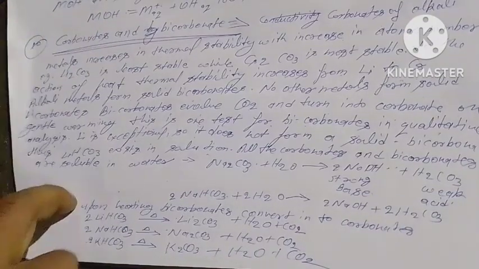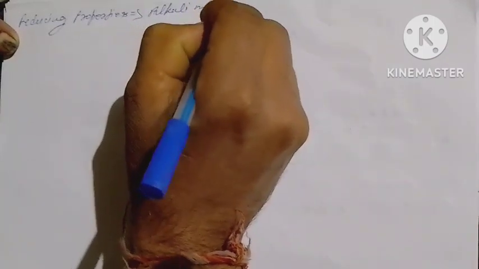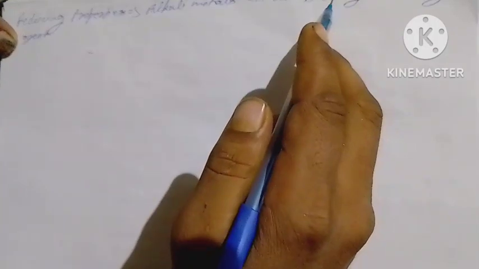Okay. Next, reducing properties. Alkali metals are all strong reducing agents.